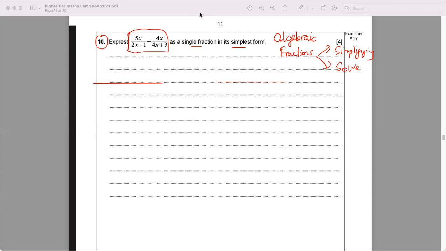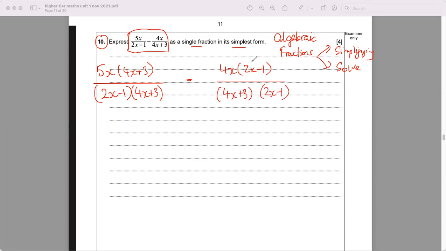Remember what we're doing here is we're going to multiply that with 4x plus 3. And whatever you do with the top, you do exactly with the bottom, so that your fraction doesn't change in value. And for this one here, you multiply by 2x minus 1, and you've got to do exactly the same. Now when you do it this way, you can see your denominators are now exactly the same.